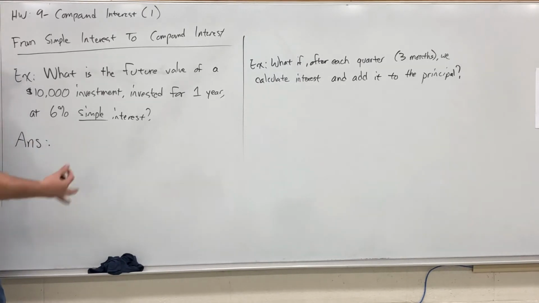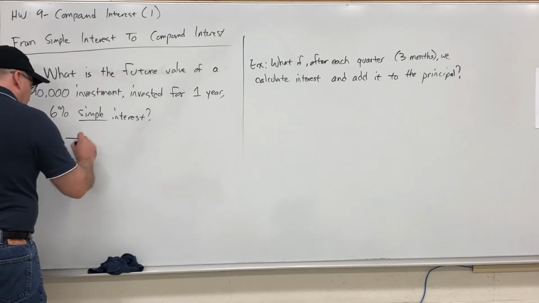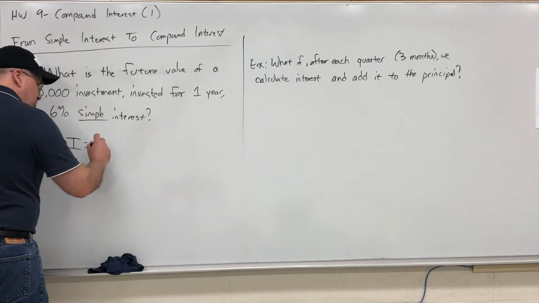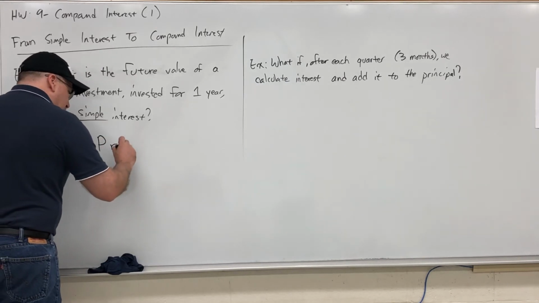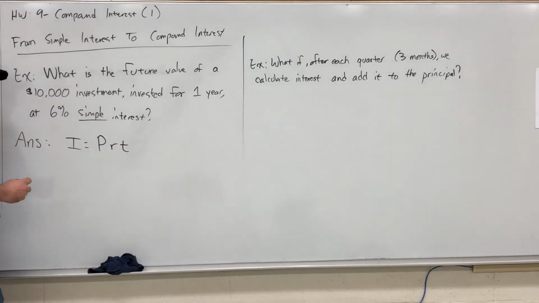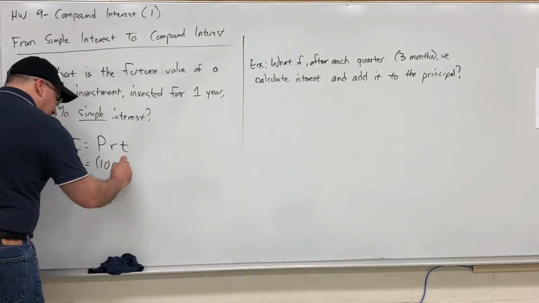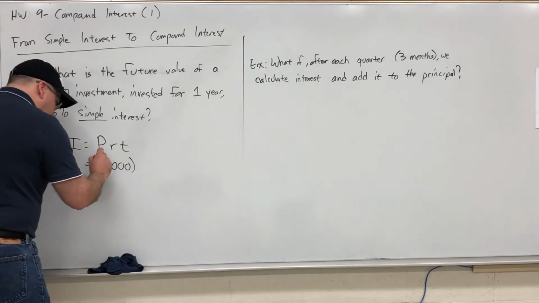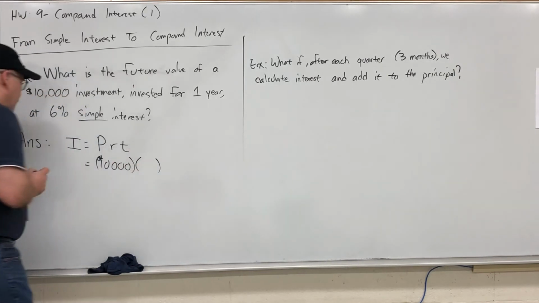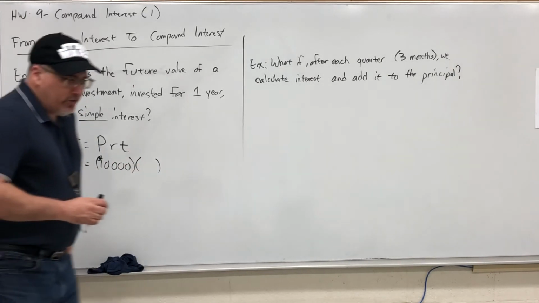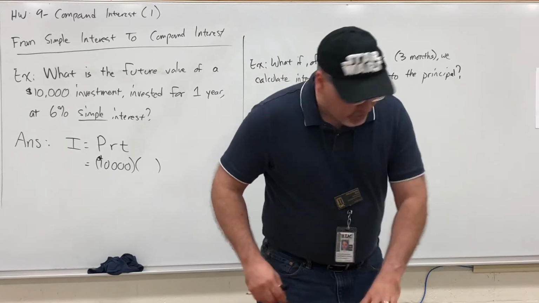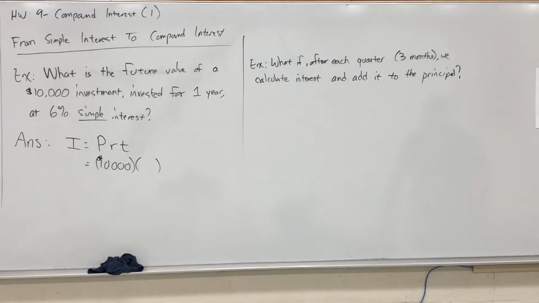If we're going to find future value, we first need to find the interest that we're going to earn. And the formula for simple interest was just principal times interest rate times time in years. Our principal is $10,000, so we're going to start with $10,000. Our interest rate is 6%, but remember, you don't do math with percents. You describe things with percents. You do math with decimals.